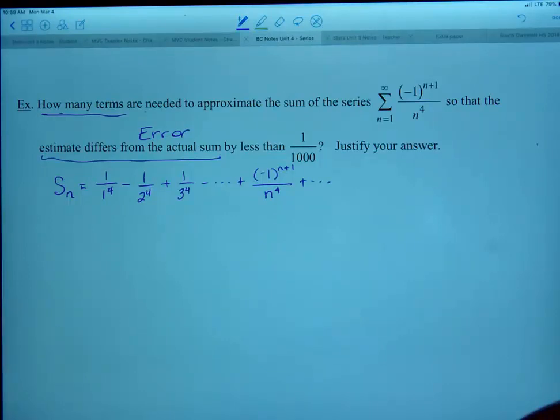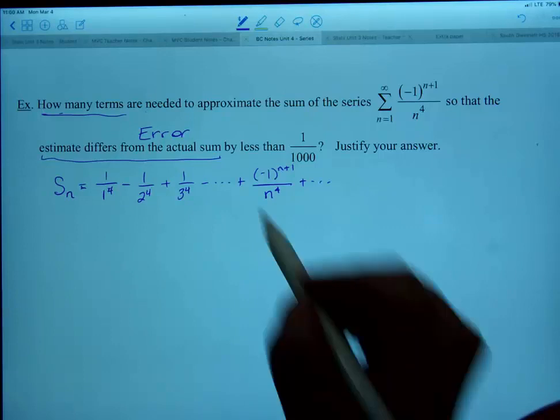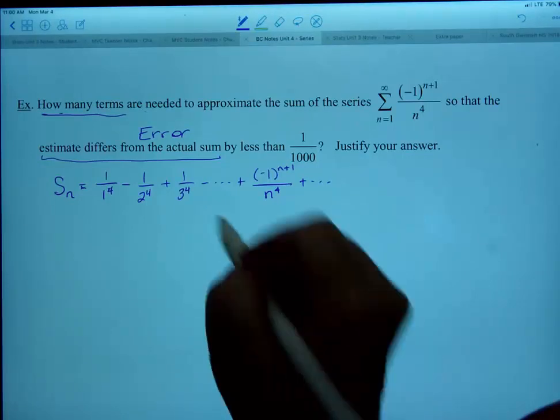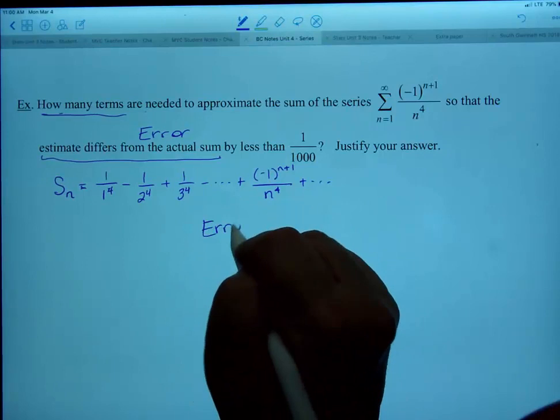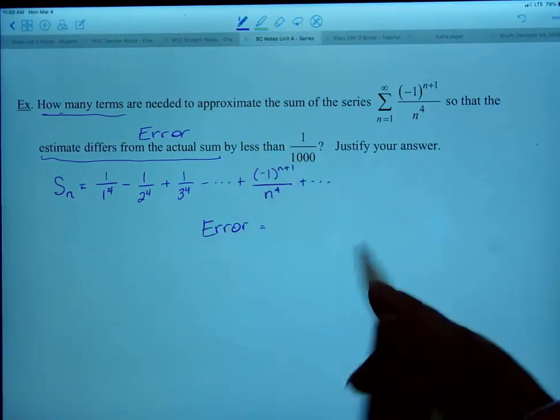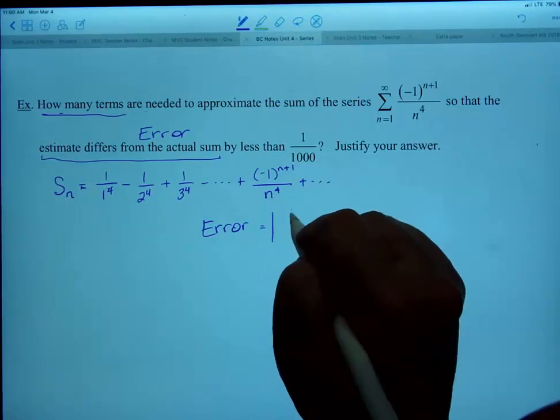How do you know that that's being added and not subtracted? You don't. That's why you put the negative 1 back in there, because if it's positive, it'll be fine. If it's negative, it'll change the sign for you. Putting back in the alternator will make it whatever sign it needs to be. Remember that error is absolute value. So when we do the error, that will be the nth term, because I don't know which one it is. So it's going to be the absolute value of 1 over n to the 4th.